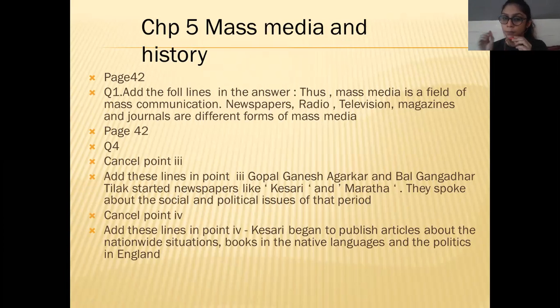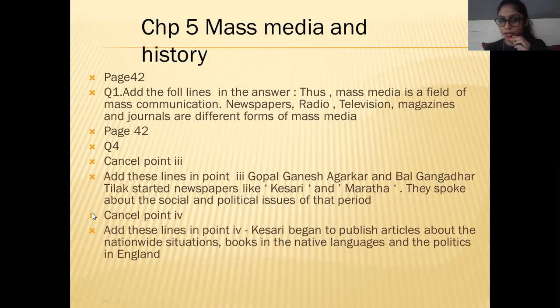Also cancel the 4th point. When you cancel the 4th point, you have to write the following point. Kesari began to publish articles about the nationwide situation, books in the native languages, and the politics in England. So, you are cutting two points, that is point number 3 and point number 4. When you're cancelling point number 3, you are adding this point, that is Gopal Ganesh Agarkar and Bal Gangadhar Tilak started newspapers like Kesari and Maratha. They spoke about the social and political issues of that period.